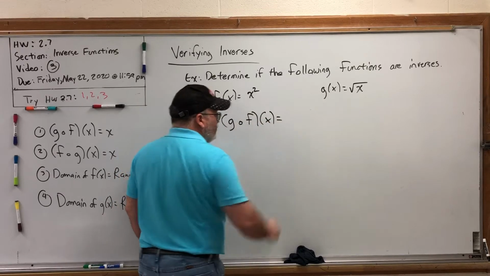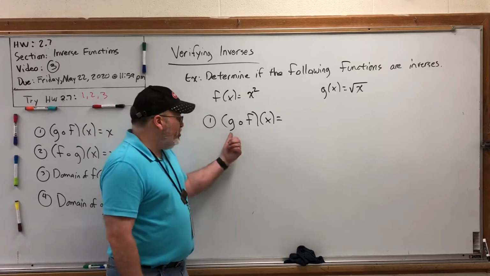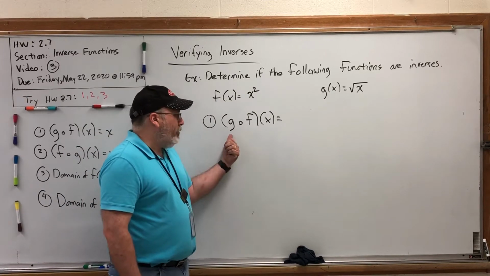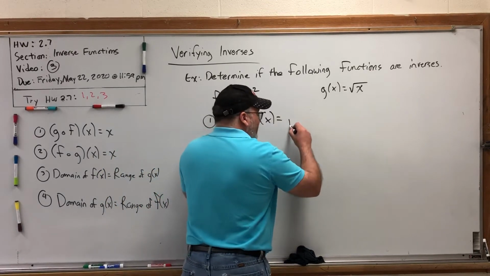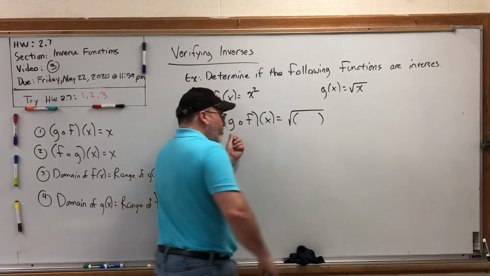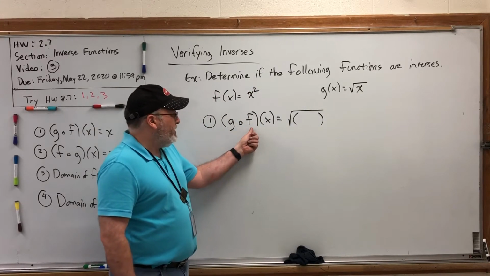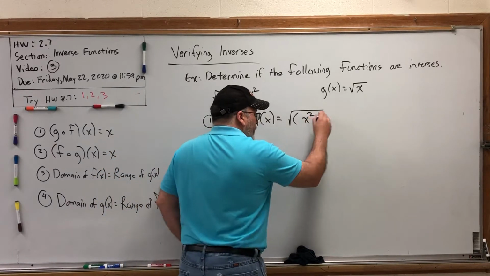And let's do this super efficiently. This means g of f of x. We would set it up by writing the outer function but replacing the x with parentheses. So let's write the g function but replace the x with parentheses. And then inside that, fill in what f of x equals, the inner function. f of x equals x squared, so x squared is going to go here.